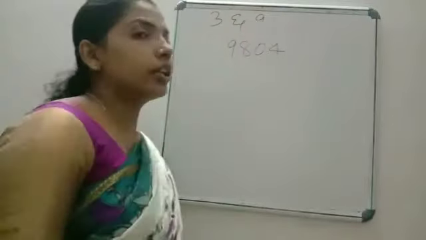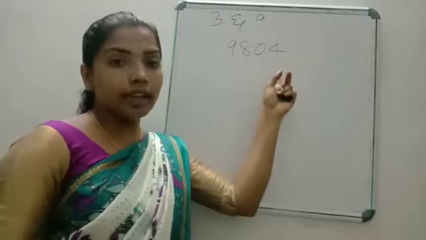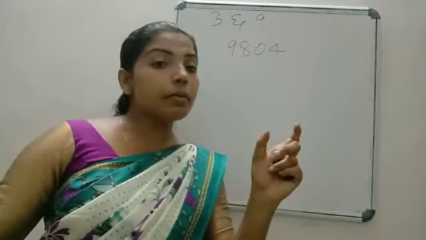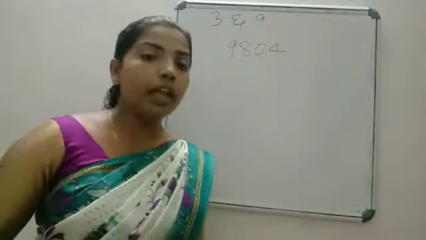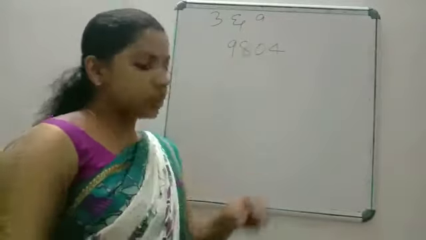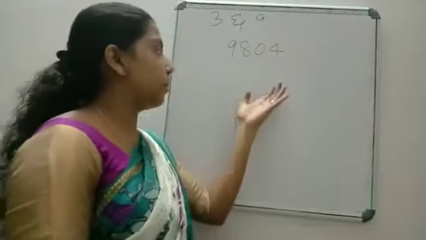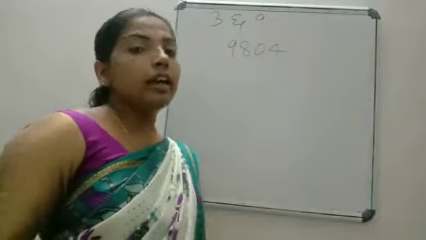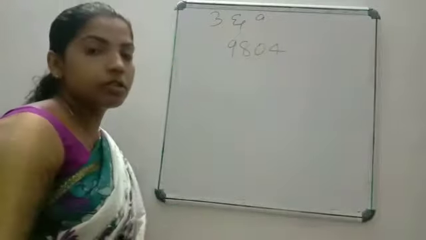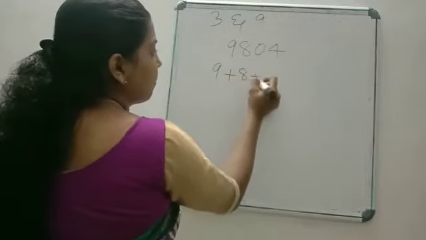So first we can check the divisibility with 3. How can we check? Take the sum of all the numbers, and if the sum is divisible by 3, then we can say that that number is also divisible by 3. In the same way, how can we check the divisibility by 9? Here also take the sum, and if the sum is divisible by 9, then we can say that the given number is divisible by 9. So first we have to take the sum.